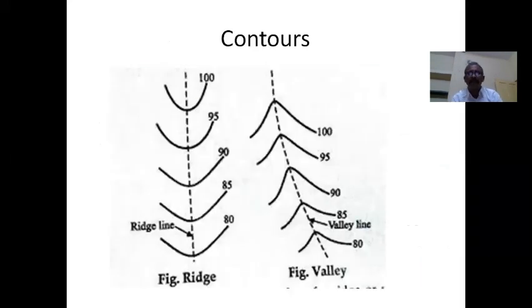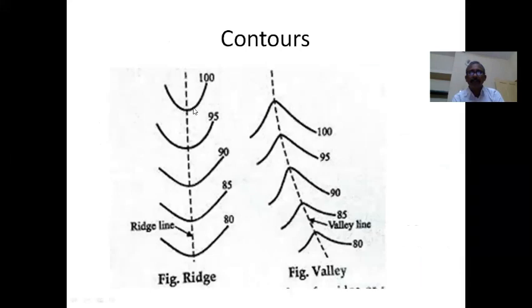And the next thing is how to interpret a ridge and a valley. See here, in a topographic map, sometimes you will get this kind of pattern and this kind of pattern. Both appear similar, more or less. Which one is ridge and which one is valley? You should know how to identify ridge and valley.